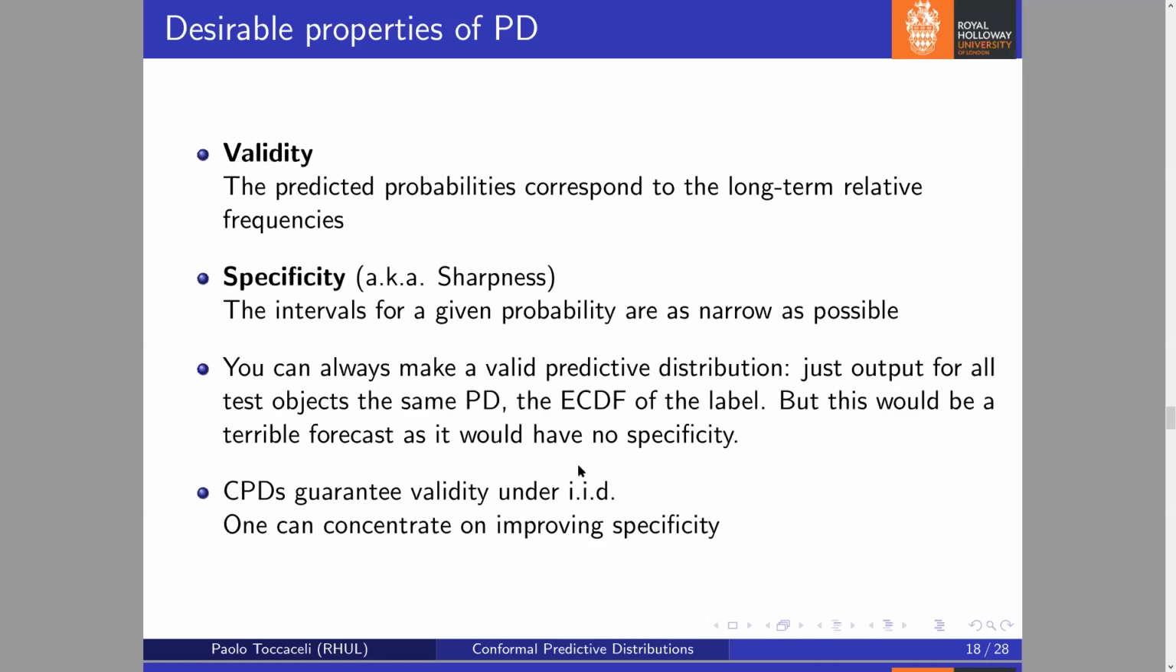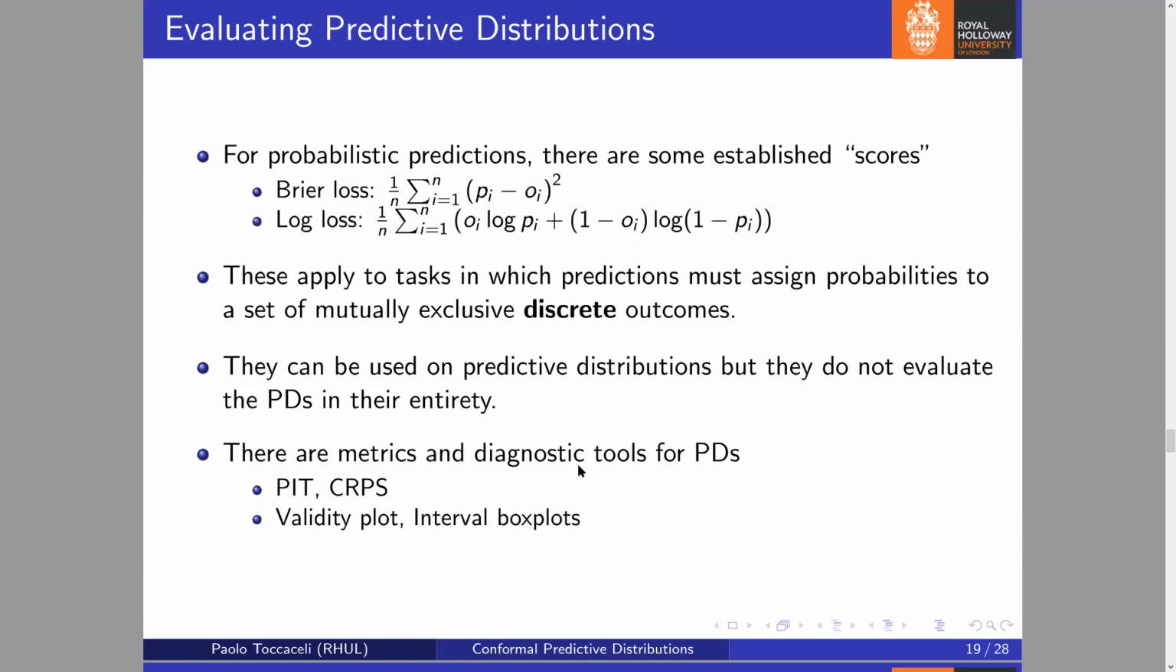Their distribution moves towards the left if you do the histogram of the interval widths. So the question that we should pose ourselves now is, how can we say that one predictive distribution is better than another? How do we evaluate them?